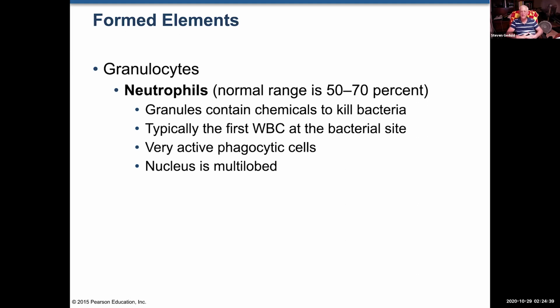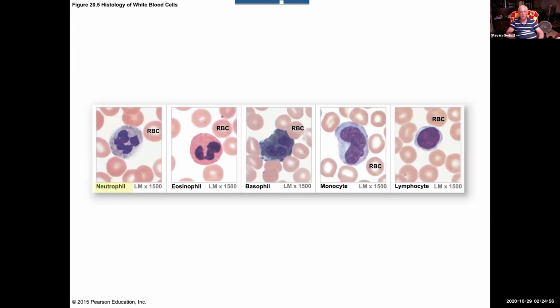It's a very active phagocytic cell. It tries to eat the bacteria and dissolve it. The nucleus is multi-lobed. Usually it has 3 lobes of nucleus. That's your neutrophils. So your neutrophils are phagocytic cells, usually the first one to respond to a bacterial invasion. Okay, that's your neutrophil. You take a look, you see all the granules, and all those little granules have chemicals that are going to kill bacteria.